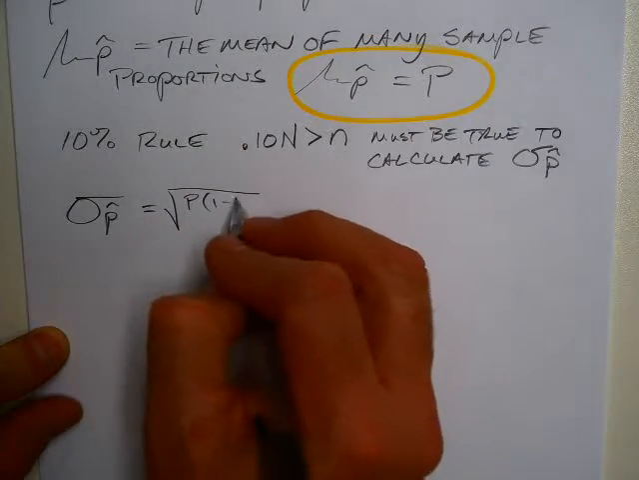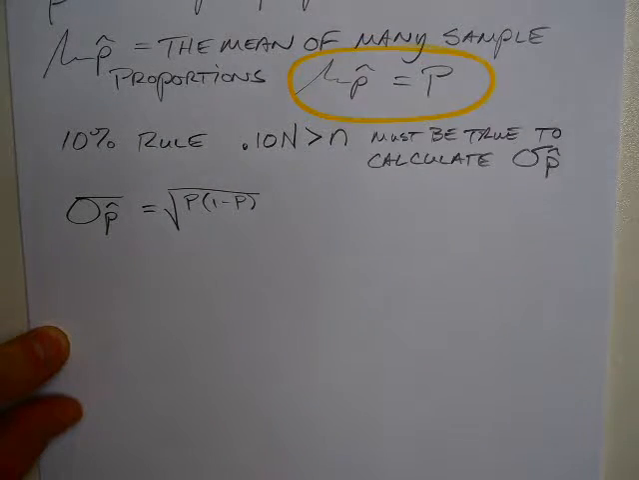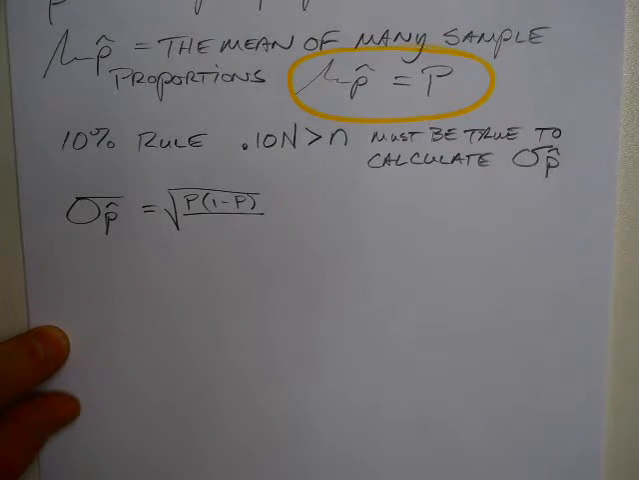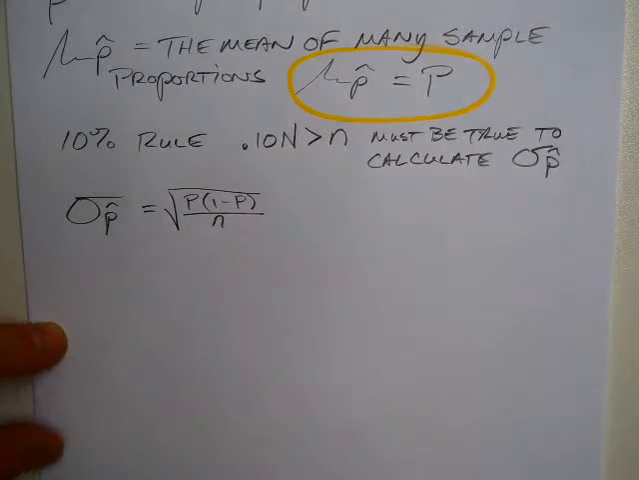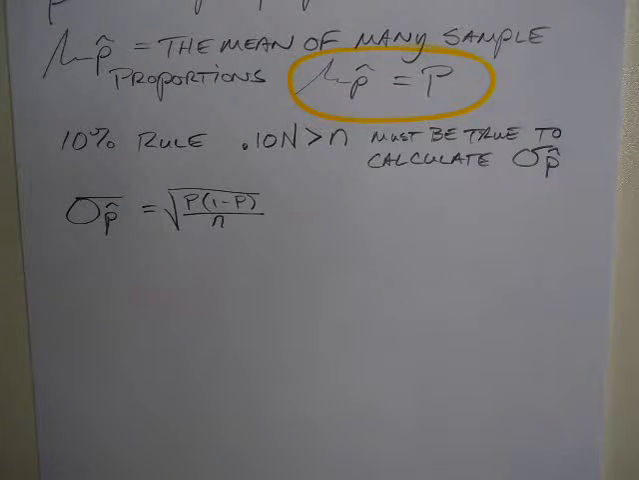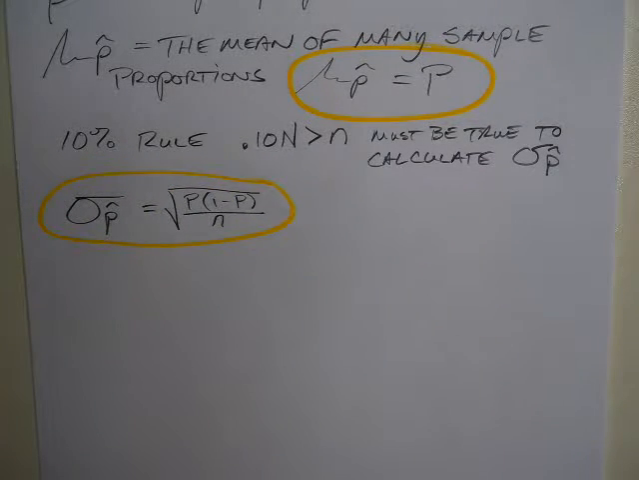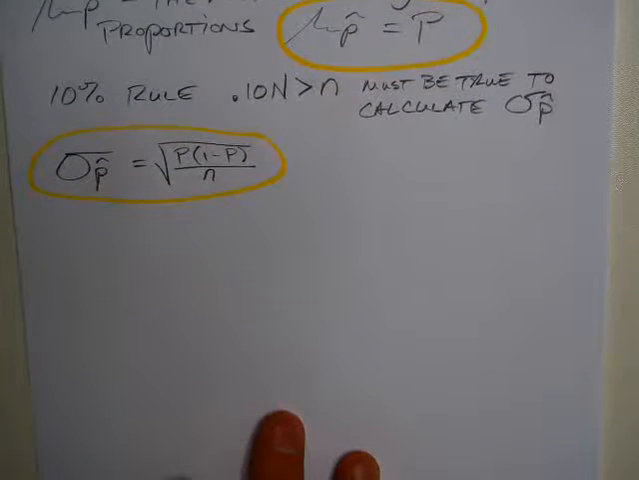P times 1 minus P, so the population proportion, times 1 minus the population proportion, all over n. And that's all underneath one radical. Okay, the whole thing is under one radical. And that is one to also memorize. It is in the notes, but you want to memorize that guy too. So far, so good? So when we see percentages, this is where we need to go at this point.